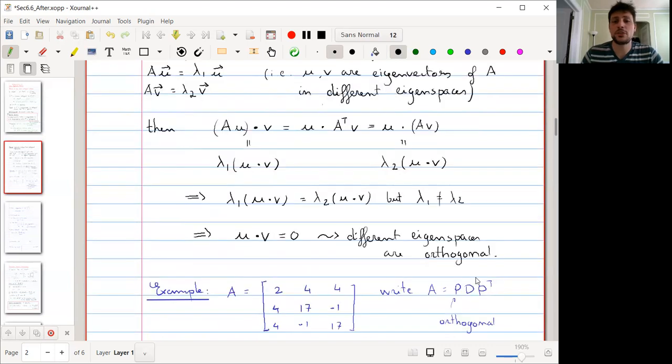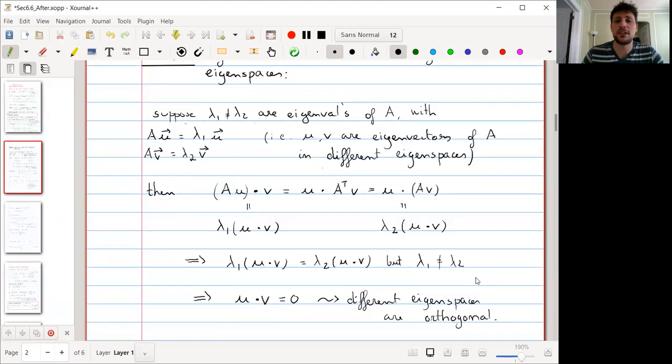As I said, this is consistent with the theorem because the theorem tells us that there's an orthonormal basis of eigenvectors, so the eigenspaces better be orthogonal with one another.